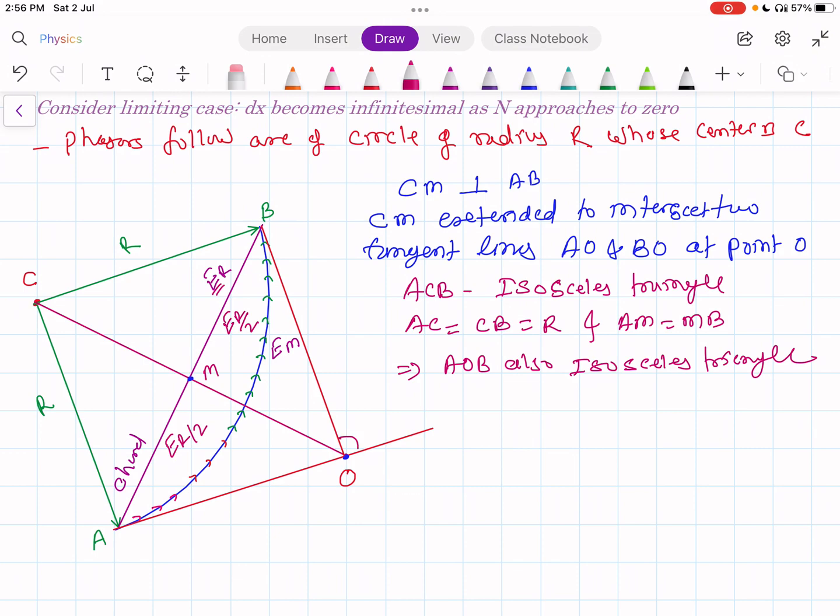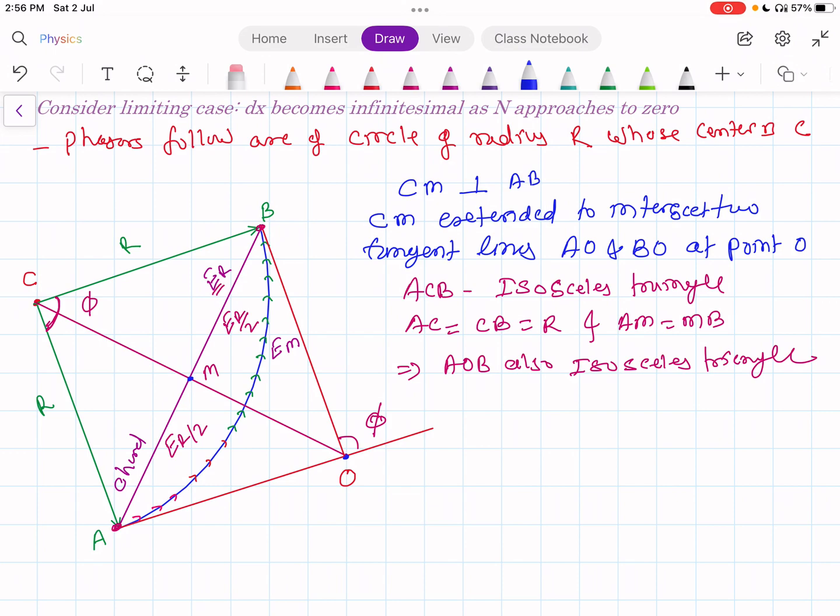And this angle here is phi, and as you can see, we know that from A to B the total phase difference, that is this total angle, is equal to phi. So this angle is also equal to phi. Let us describe this diagram further.